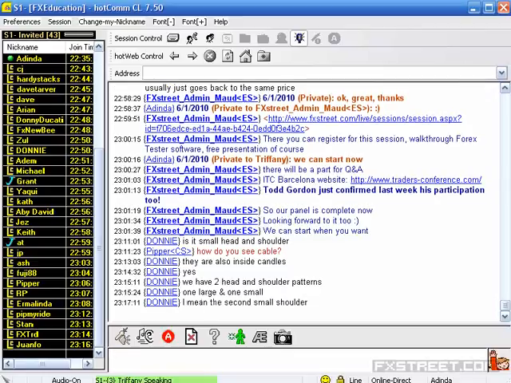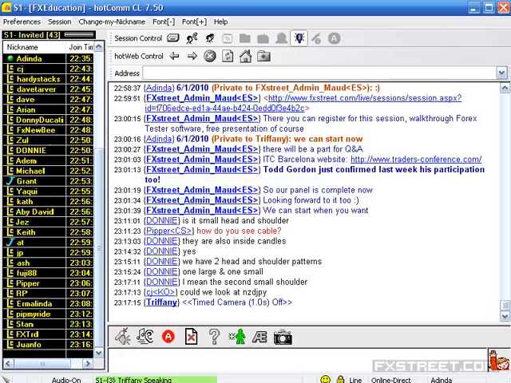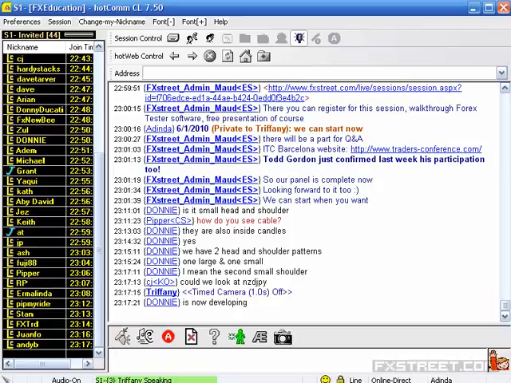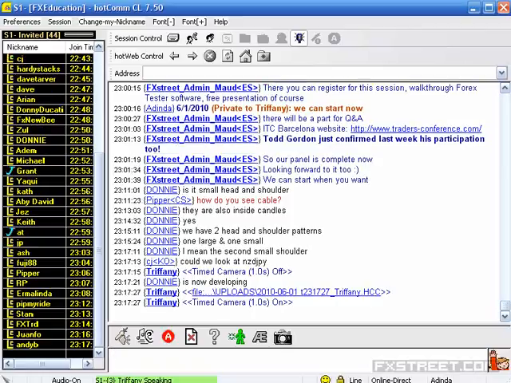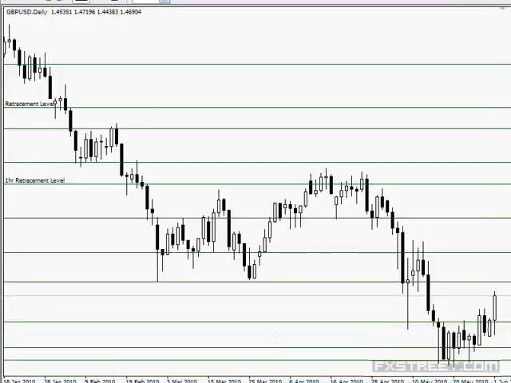Pipper wants to look at the cable. Let's take a look at the cable then. That sounds awesome. I do need to unshare the screen because if I just hop over to my next chart, you'll only see bits and pieces. And reshare the screen. And we have a whole heck of a lot of levels.